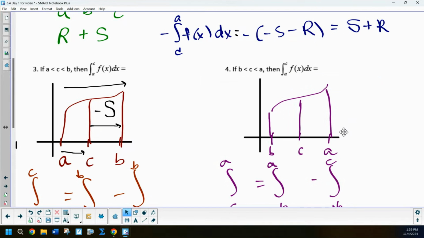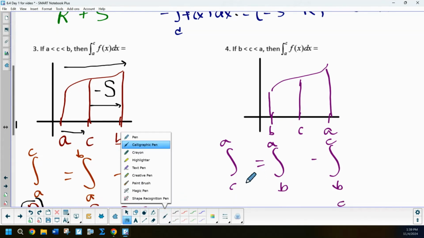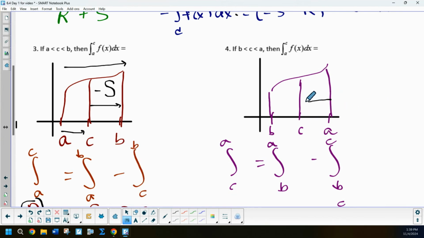Okay, so I tried to do this the same way. So B to C to A. If I want to know from A to C, oops, that's actually this way. So from A to C is actually going to have to be flipped around. But I do know I'm going to have to think of it going backwards. I'm going to go from A to B and subtract off C to B. So I'm going backwards with my thinking on this, and then I'm going to switch the sign at the end.